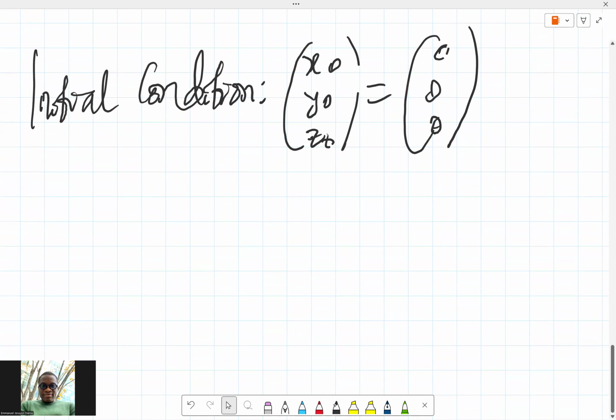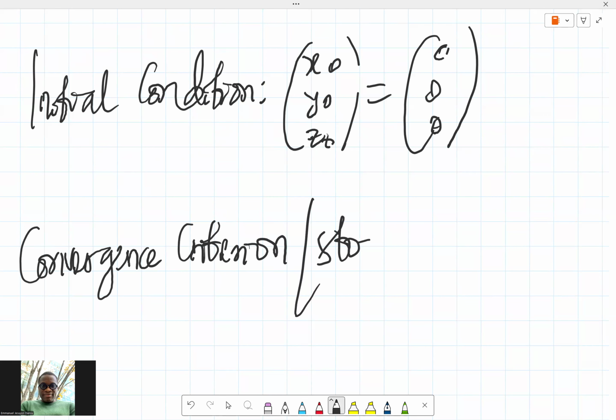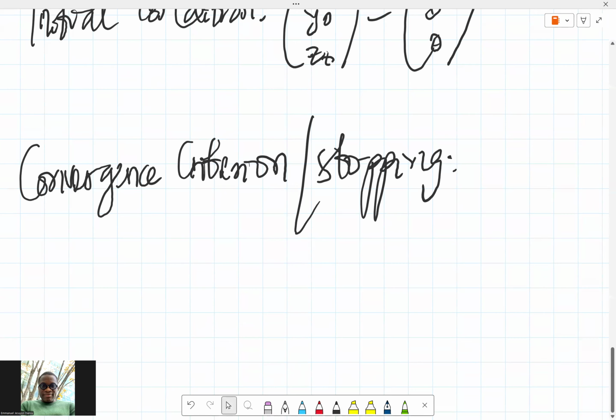Then, of course, there's also the convergence criterion, or the stopping rule, if you like. How do you know when to stop? Just like we did for root finding that involved iterations. For each root you find, you compare it with the previous one and see how close they are. If the absolute difference between them is less than the tolerance limit, then you're good to go.